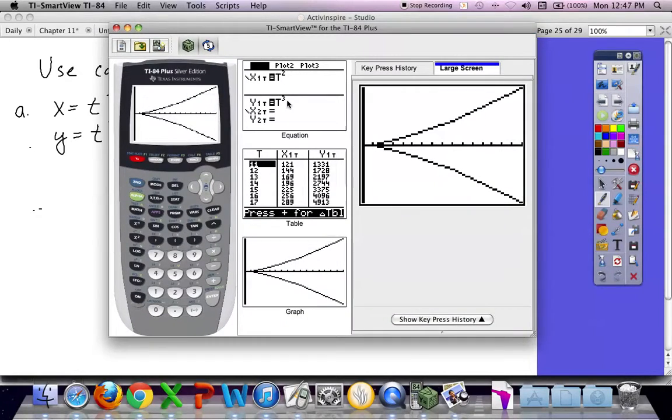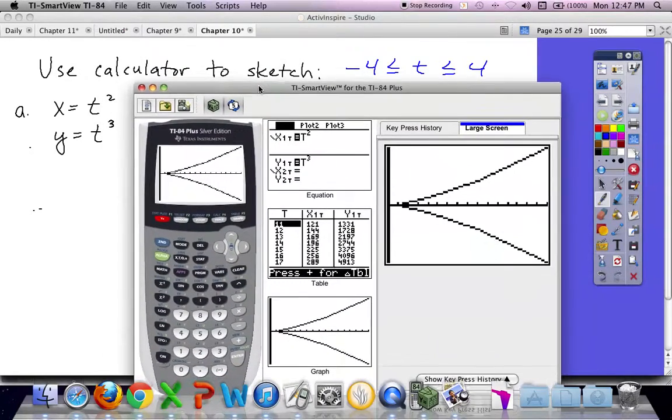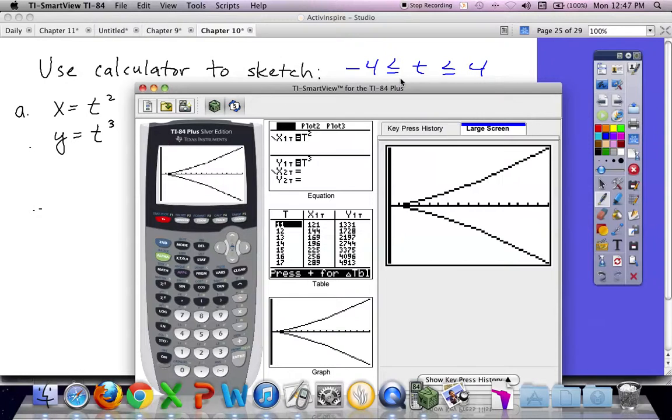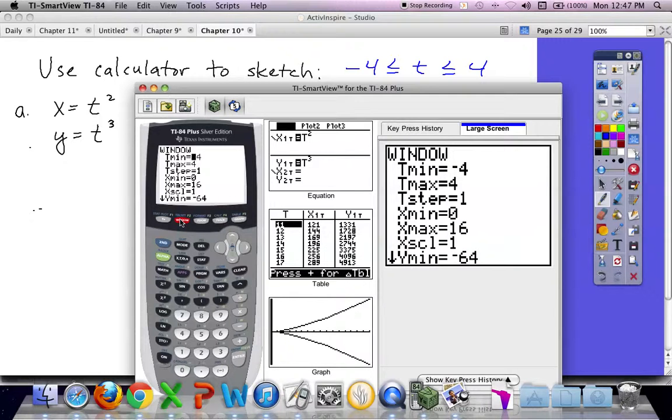So here you go, t squared and t to the third. Okay, and we've already been told to use -4 to 4 when you set the window for this. So definitely I've got it at -4 to 4 for t. But then how do you set the window for x and y? Well, you have to think about if you go from t equals -4 to t equals 4, what does that do in these two equations?